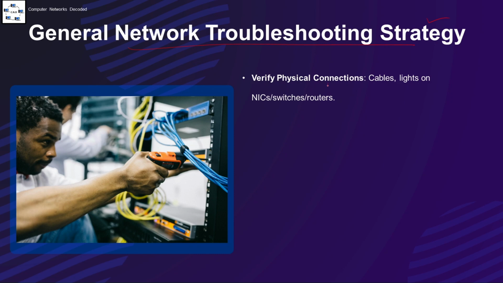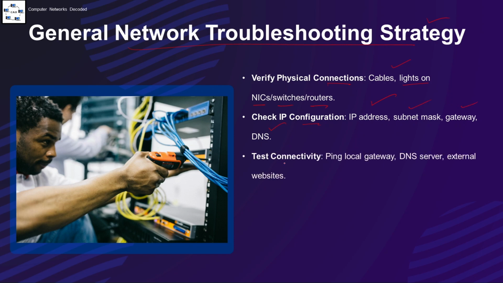Some general network troubleshooting strategies, including verifying physical connections, including cables and lights, checking the lights on the network interface cards, switches, and routers, checking the IP configuration, IP address settings, subnet mask, gateway, and DNS configuration. Testing the connectivity by pinging the local gateway, pinging the DNS servers, and pinging or accessing external websites.